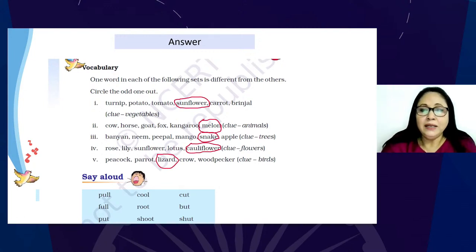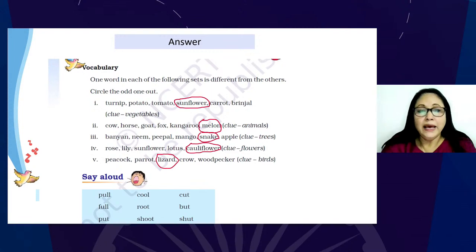Then the fourth one, cauliflower is not a flower. Rose, lily, sunflower and lotus are flowers. Cauliflower is a vegetable. Then we have peacock, parrot, lizard, crow and woodpecker. So lizard is again a reptile and we have the others as birds. So these are the odd man out. It's fun doing it, children. Do it. And yes, these words are there for you to speak aloud.